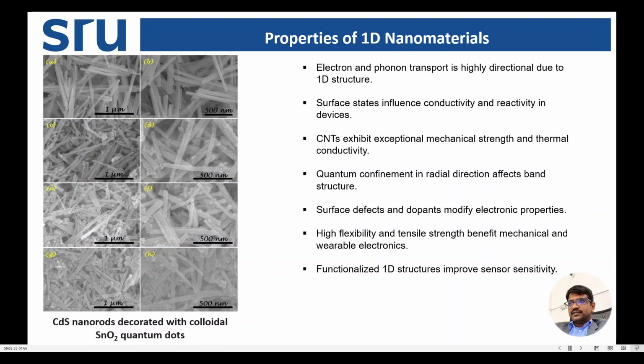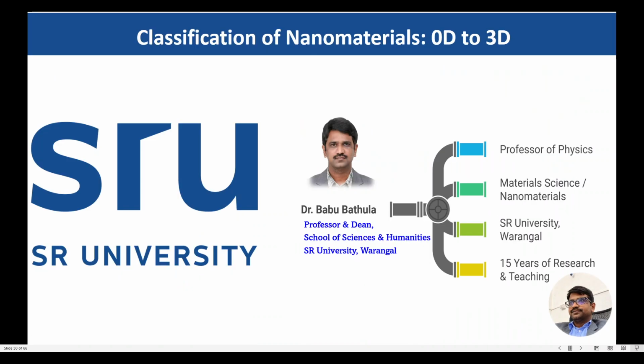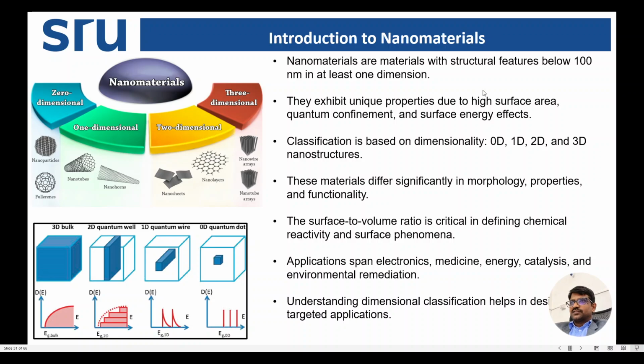So now we will discuss the comparison, a comparison of these nanomaterials from 0D to 3D. We will overview all four types of nanomaterials. I want to show you all these things once again. Classification of nanomaterials: I hope you can understand now this 0D, 1D, 2D, and 3D materials.